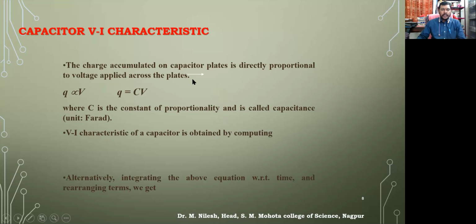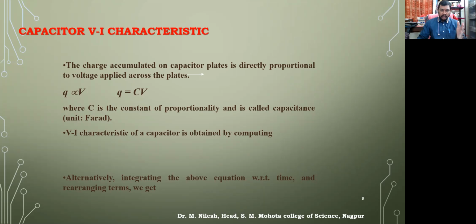Yeah. So the charge accumulated on a capacitor, VI characteristics. Whenever charges are accumulated or stored on a capacitor plate, that is directly proportional to the voltage applied across those plates, right? Then we can say that Q is directly proportional to V, and to equate that we have to put a proportionality constant. There we can say that Q equals C into V, right?